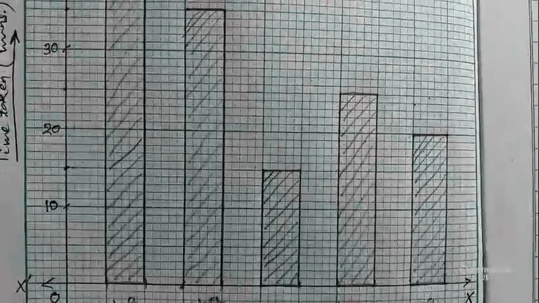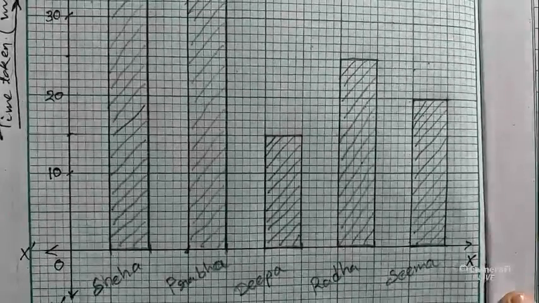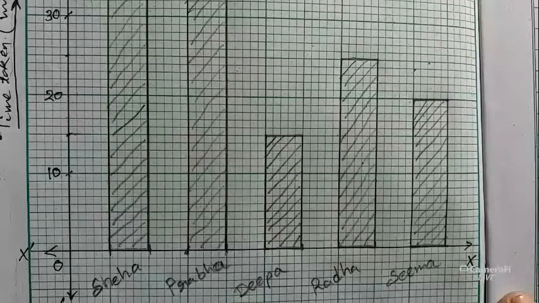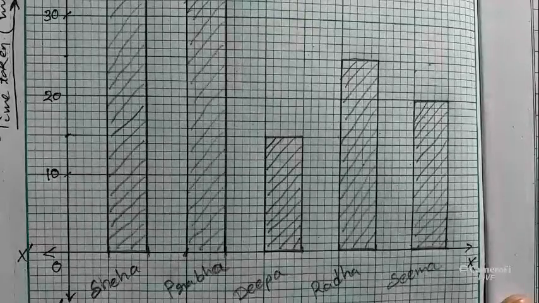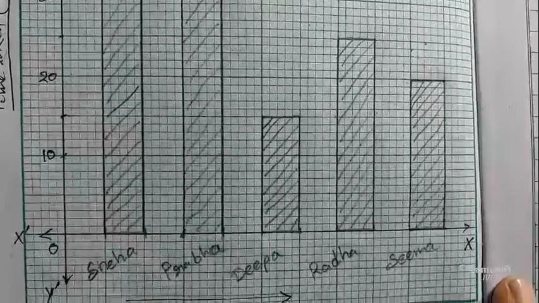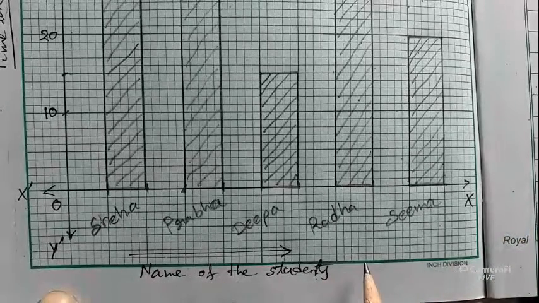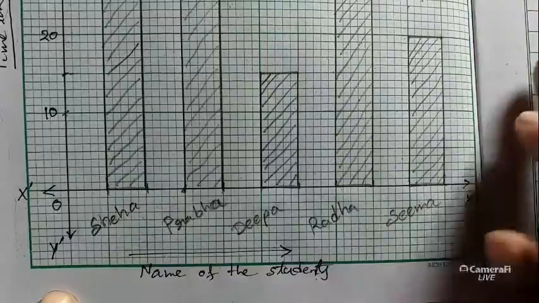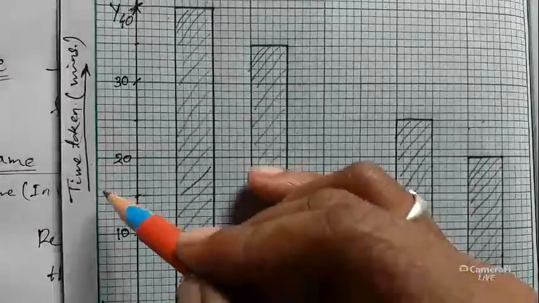So this is the complete bar graph representing how much time the girl students take to go to their school. Okay, on the x-axis we have written the names of the students. Along the x-axis there will be the subject name, that is the name of the student, and along the y-axis there will be their value, or time taken.